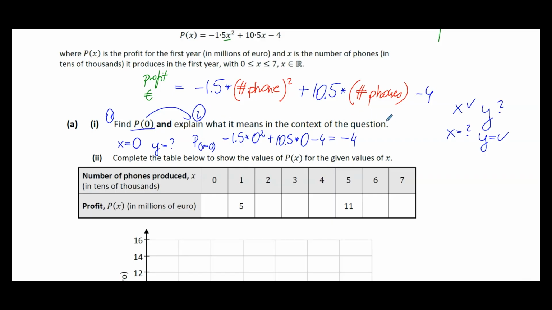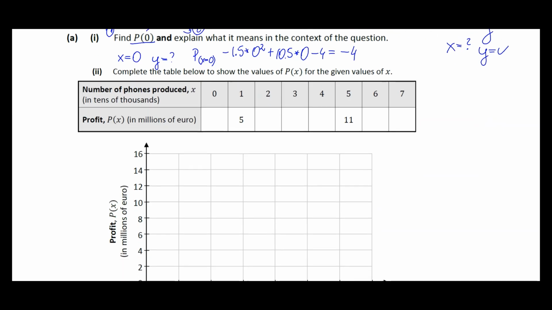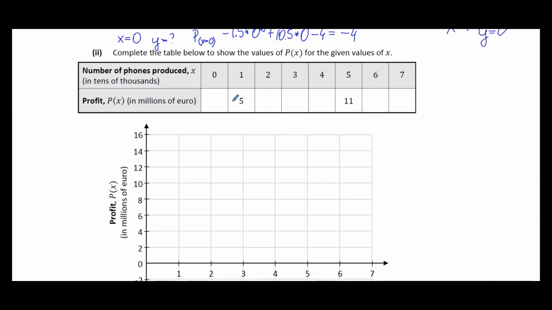In the context of what? The number of phones that are produced and the profit that the company makes, because that's what this question is about. So when x is 0, meaning when 0 phones are produced, what happened to the profit? It is minus 4. Now, when profit is minus, what do we have? We have a loss. So when 0 phones are produced, the loss is 4, in this case millions of euro. Okay, and then the next part, we have to do the table, and then after we have the table, we have to do the graph.